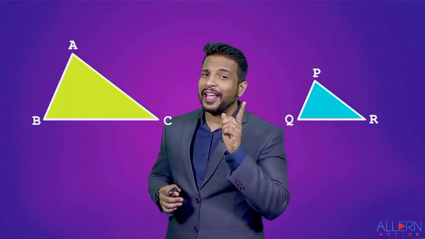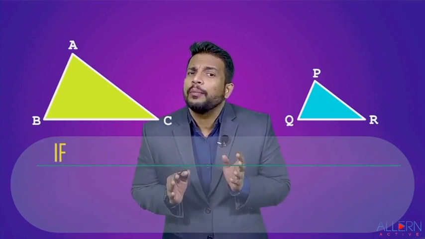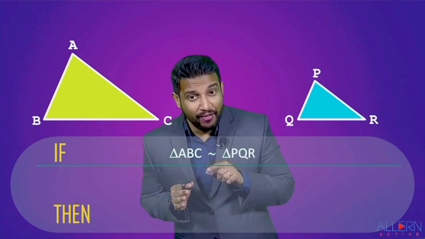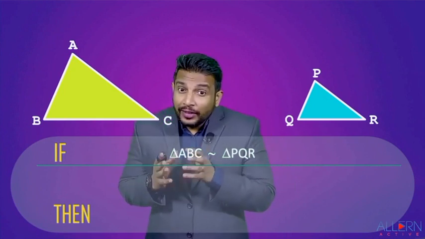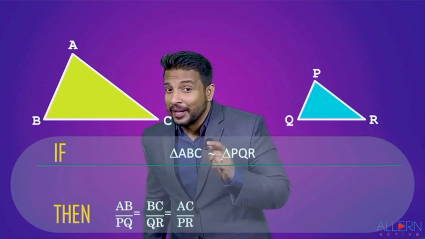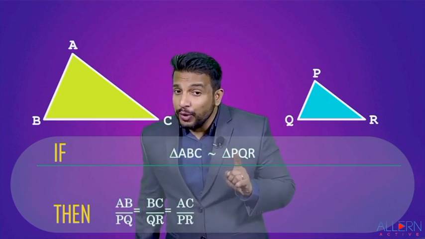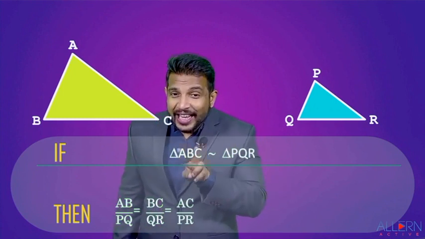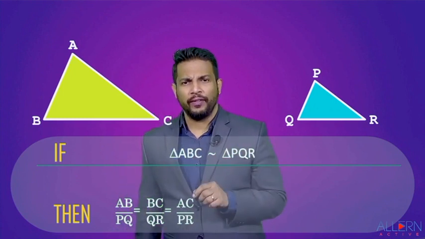Let's do a beautiful concept, a very important concept. I've given you a triangle ABC and there's another triangle PQR. We have already learned that when two triangles are similar, what happens? We know that if triangle ABC is similar to triangle PQR, then all the three pairs of corresponding sides are in proportion. That means their ratios are equal. That means AB upon PQ is equal to BC upon QR is equal to AC upon PR. This is what we have learned.